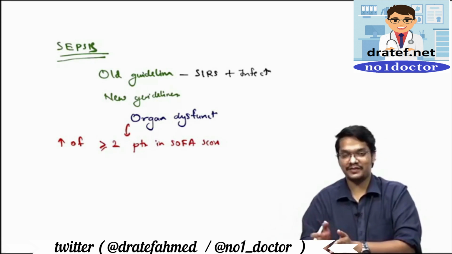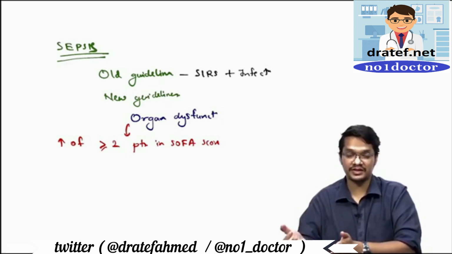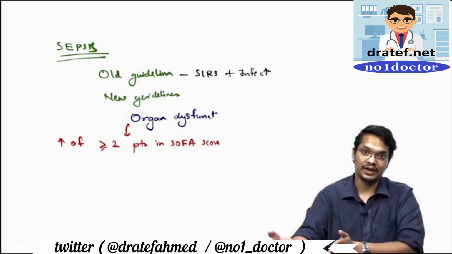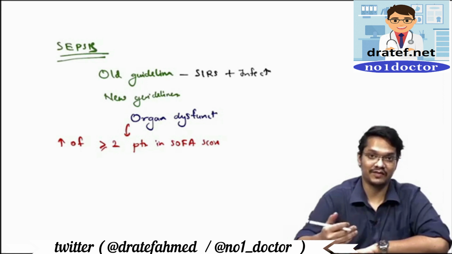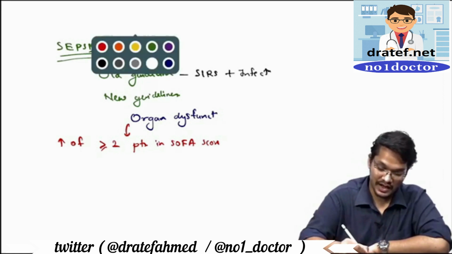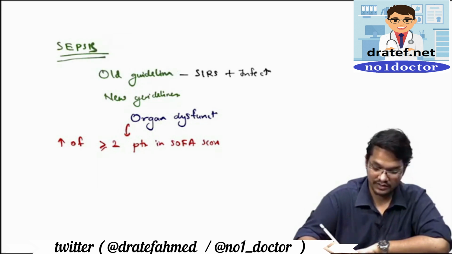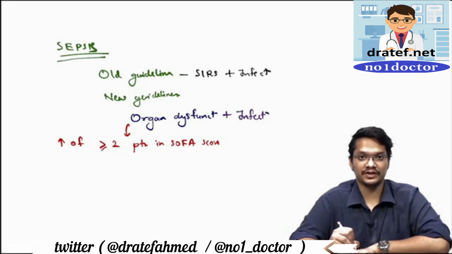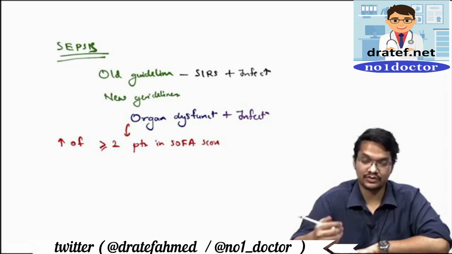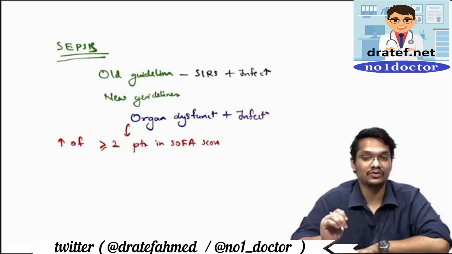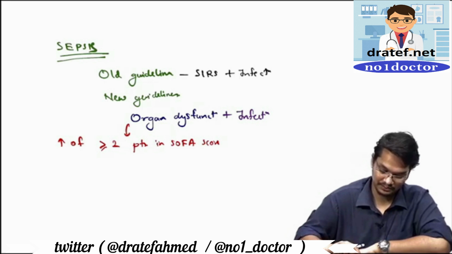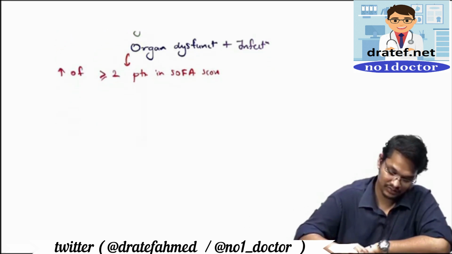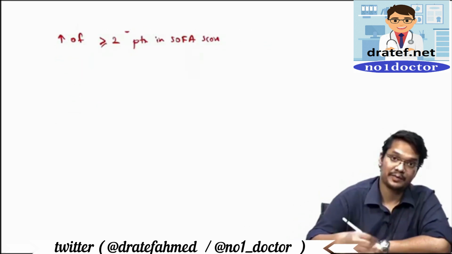after some time the score increases by 2 or more than 2 points, in that case we say that the patient is developing organ dysfunction. And if along with it, the patient has infection also documented, systemic infection, then we say that the patient is going into sepsis. This is the new guideline of sepsis. Okay. Now, what is the definition of septic shock?